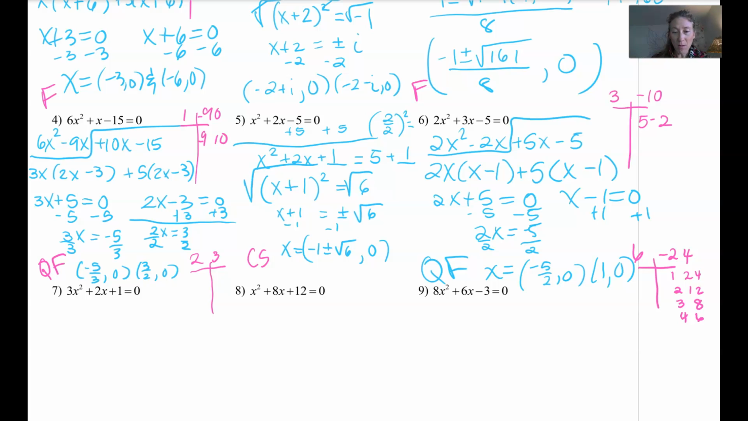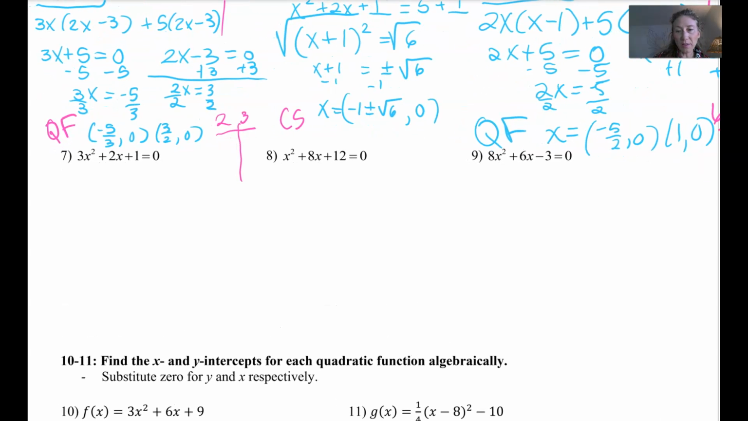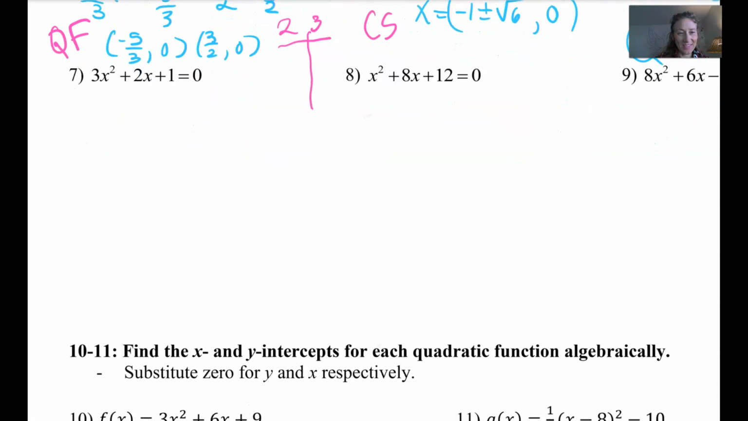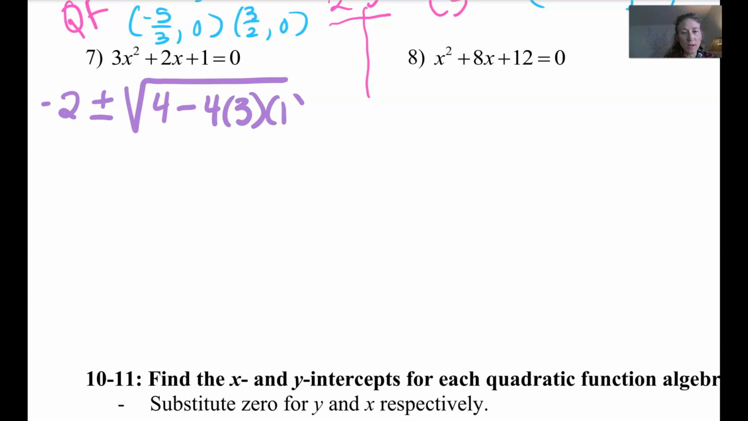We've got 3 more problems to go. I'm going to switch back to a purple color. Looking at quadratic formula, completing the square, and then quadratic formula again. All right. So, quadratic formula, negative 2 plus or minus the square root of 4 minus 4ac, 3 times 1.